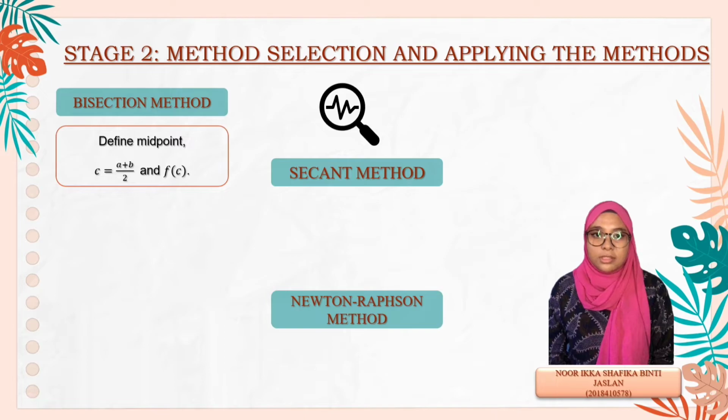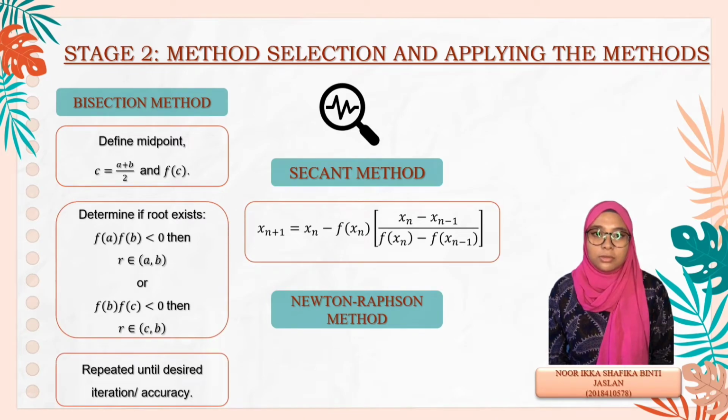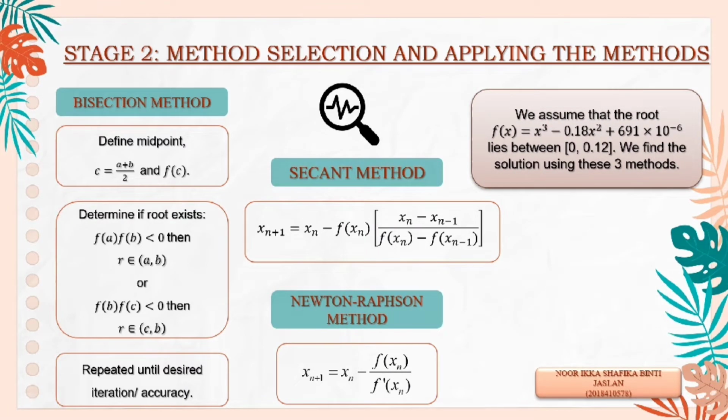Stage 2, method selection and applying the method. Based on the three selected methods, we apply all the methods into each formula of the method, then repeat the calculation until desired iteration.